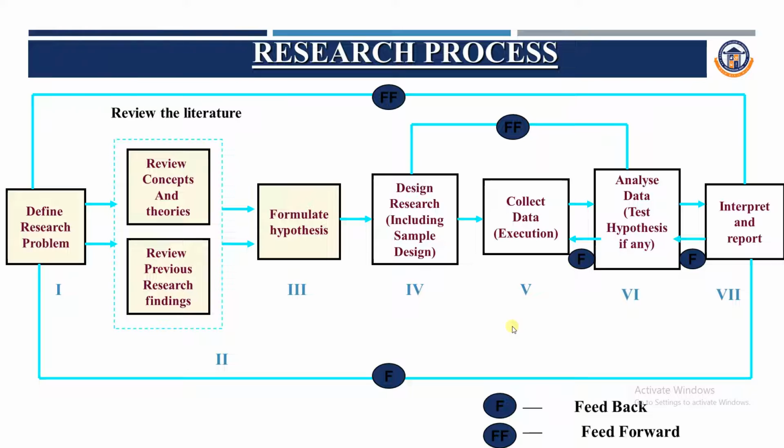So once you have defined and once you have understood your area of research, the next stage is stage 2. You have to work out the understanding of the concepts and theories which are involved in this particular part of your research. And next, you have to go in search of previous findings related to your research work. So this is said to be your review of literature.